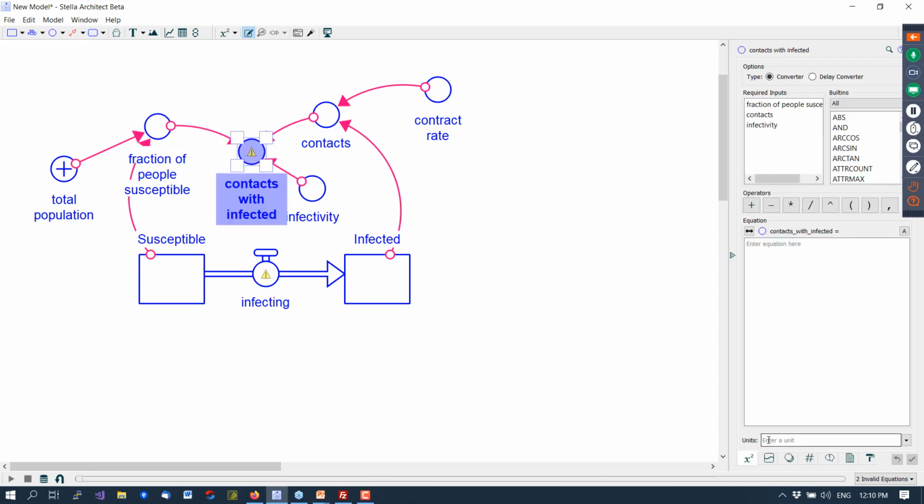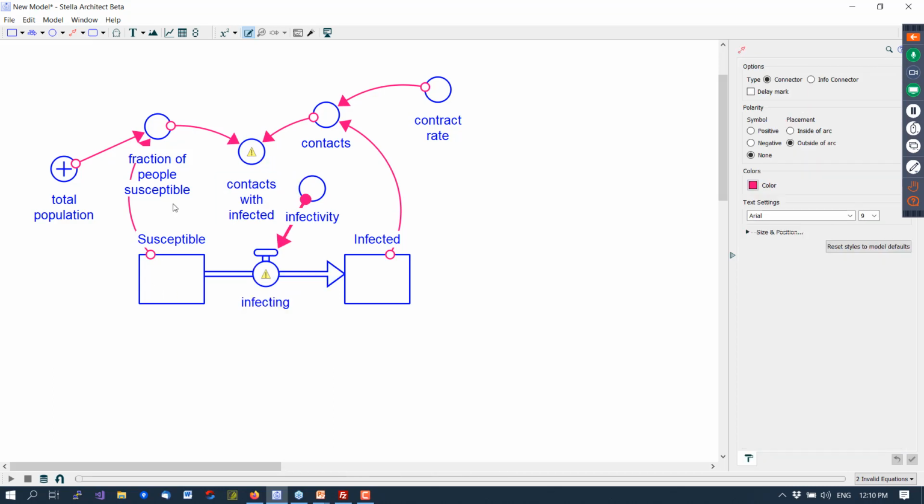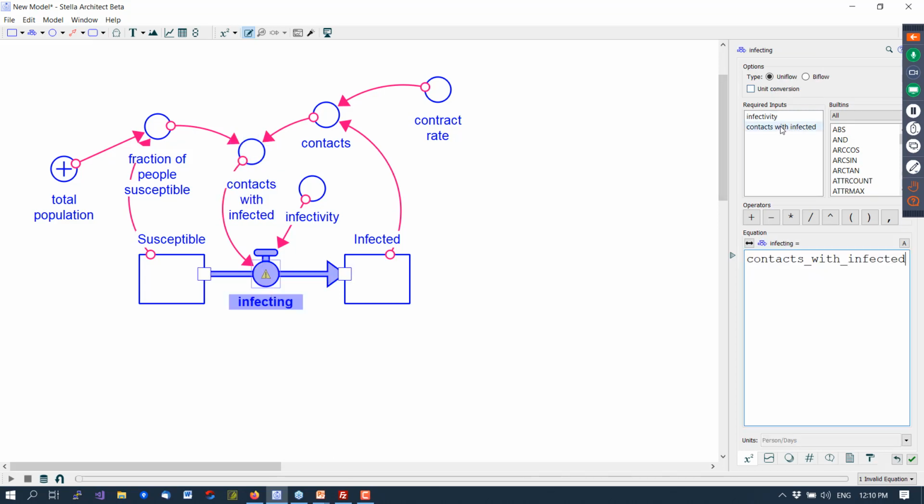This will still be touch. This will now be touch. Some of you may have noticed I made a mistake. This infectivity is supposed to be going into infecting, not into contacts with infected, and contacts with infected also goes into there. So contacts with infected is contacts times a fraction of people who are susceptible. And then infecting is the contacts with infected times infectivity.